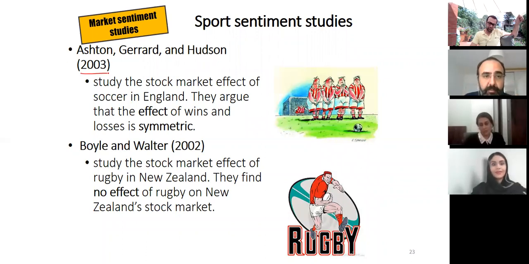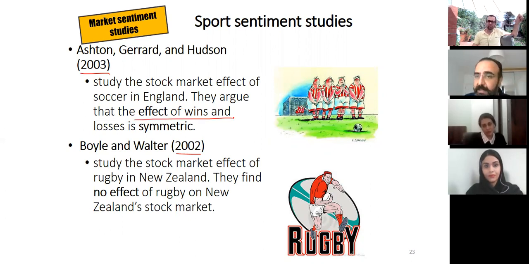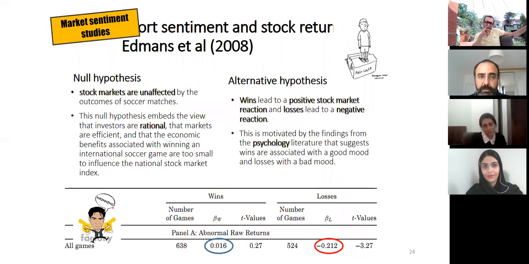In 2003 and 2002, one study shows the stock market effect of football in England. There is an effect: if the national team wins, the FTSE 100 would go up, and if they lose, the FTSE 100 would go down. But when they ran this on rugby matches in New Zealand, they found no effect. How do they do that? Let me just show you quickly.